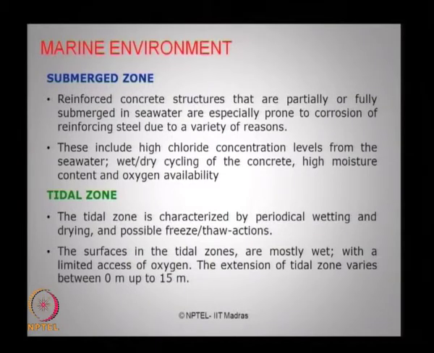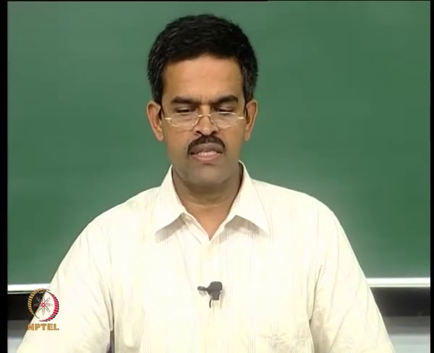fully submerged. The tidal zone is characterized by periodic wetting and drying, and there is a possibility of freeze and thaw depending upon the region where the structure exists. The surface in the tidal zone is mostly wet with limited access of oxygen. The extension of the tidal zone varies approximately, ladies and gentlemen, from 0 meters practically to 15 meters as high as that.